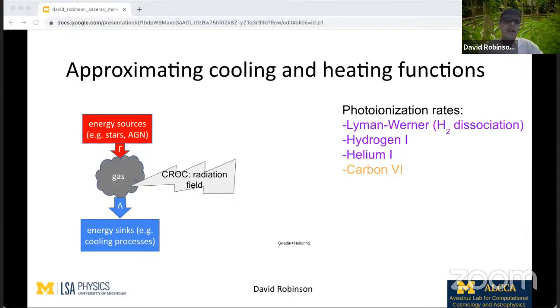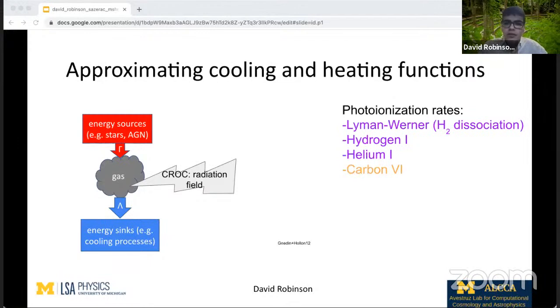And specifically, the approximation boils down the more complicated dependence to dependence on temperature, density, and metallicity, as you would expect, and then also 4 photoionization rates summarizing the radiation field. And we can get these 4 photoionization rates from the simulation output. The 4 photoionization rates that we use are the Lyman-Werner band photodissociation rate for molecular hydrogen, and then the photoionization rates for hydrogen-1, helium-1, and carbon-6.